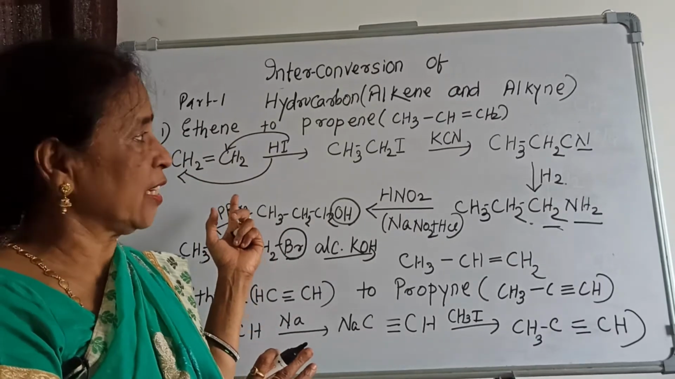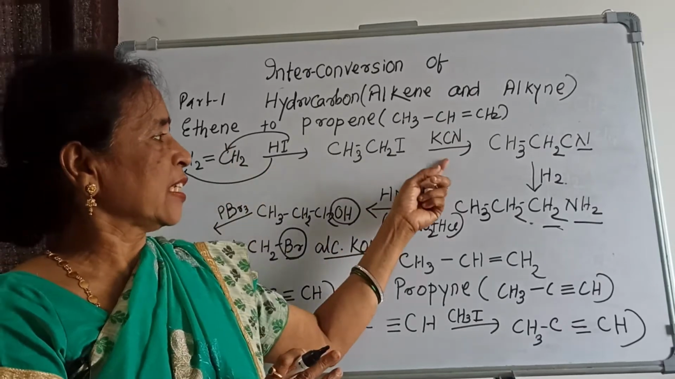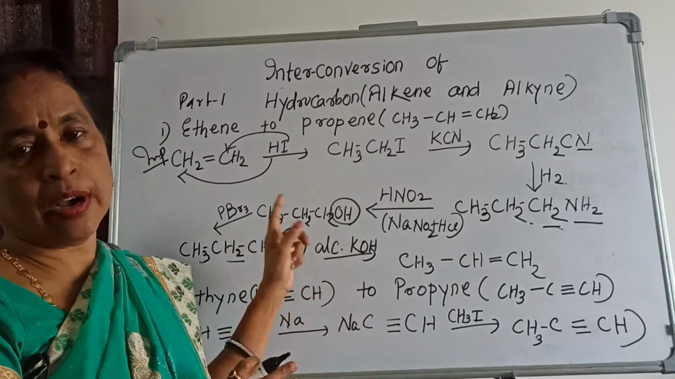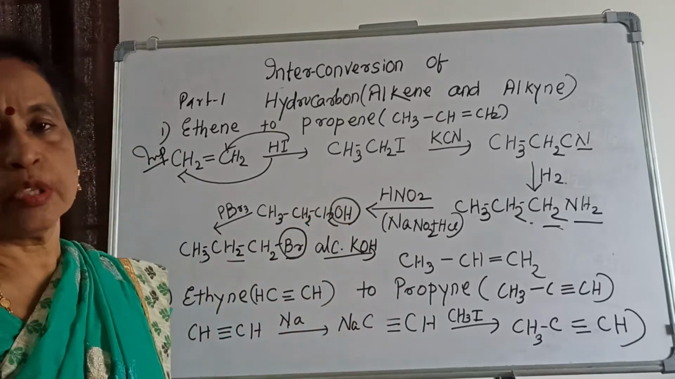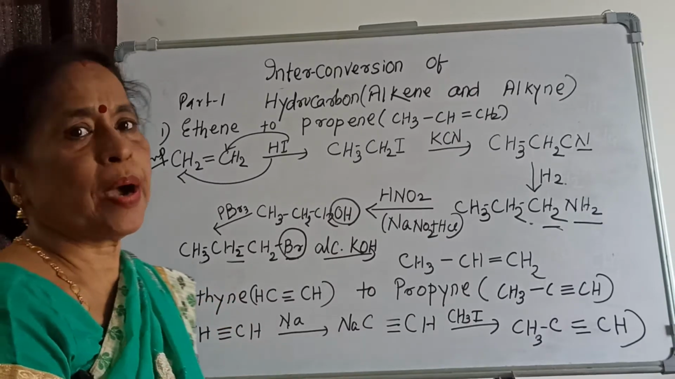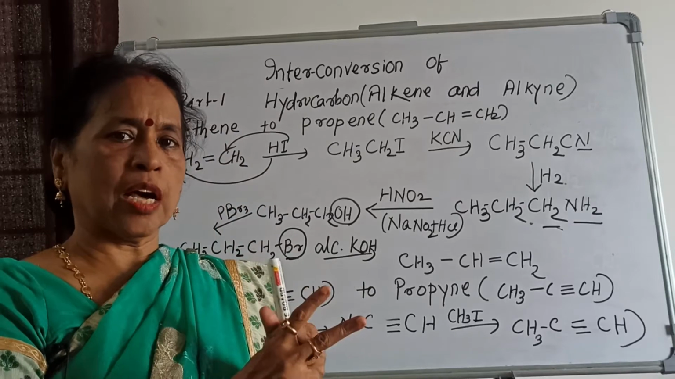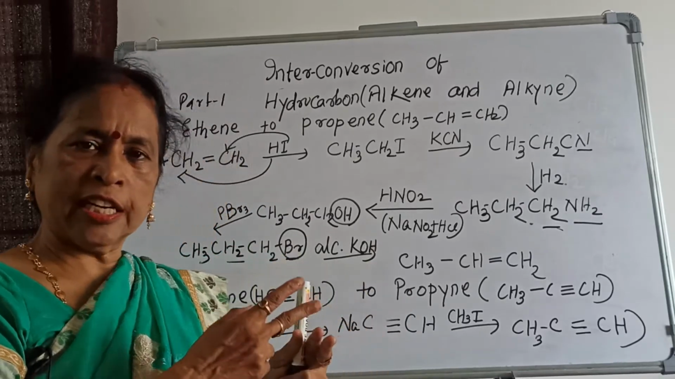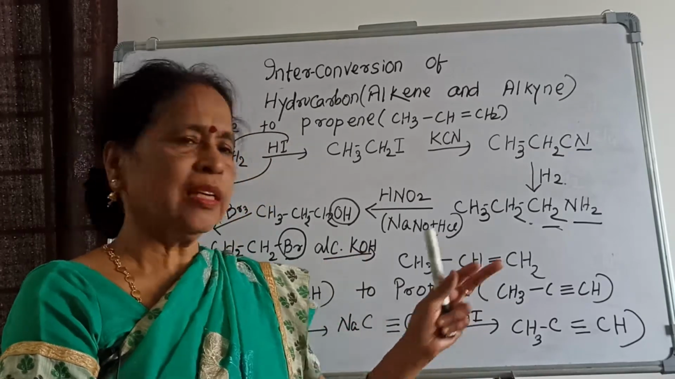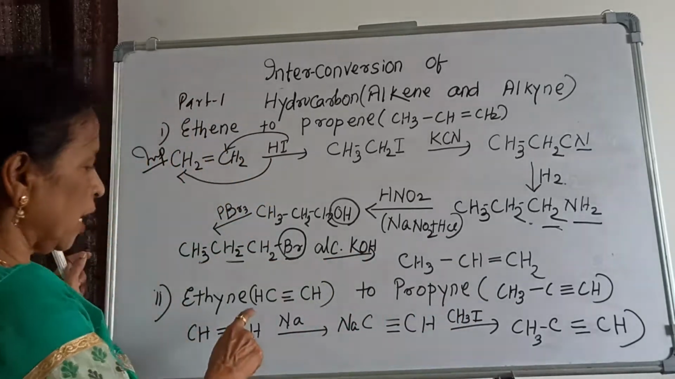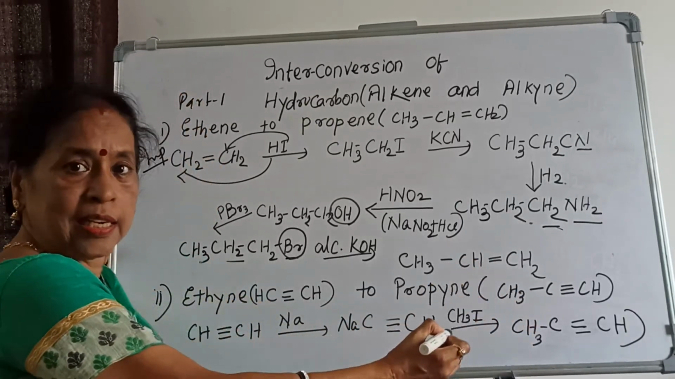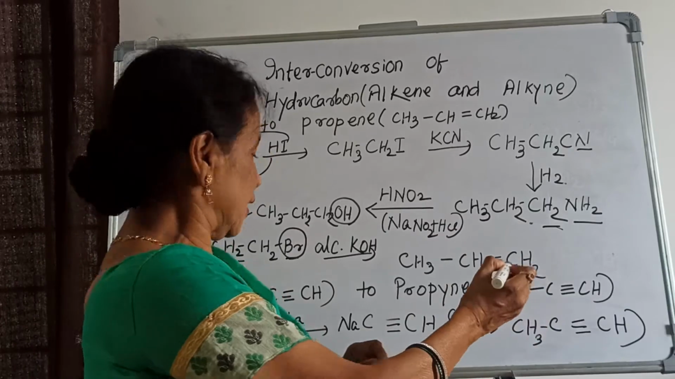Again, any doubt? HI, Caesian, HNO2, PBr3, alcoholic KOH. There are 5 reactions used. You should remember. And next, come to ethyne to propyne. Ethyne means eth, 2 carbon; yne means containing a triple bond. Propyne means prop, 3 carbon; yne means triple bond. So what is the formula? CH triple bond CH to propyne, CH3 C triple bond CH.